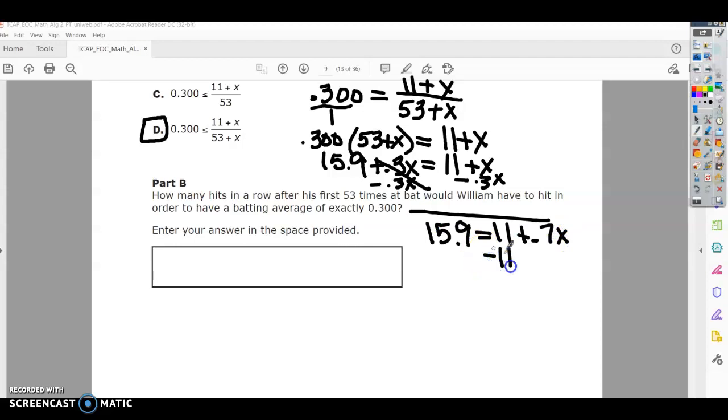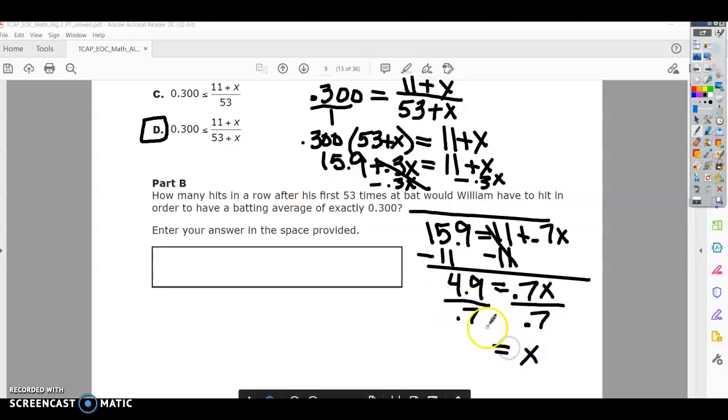All right, now subtract 11 from both sides. And 15.9 minus 11 is 4.9, and that equals 0.7X. And then divide both sides by 0.7. 49 divided by 7, the same as 4.9 divided by 0.7, is 7.